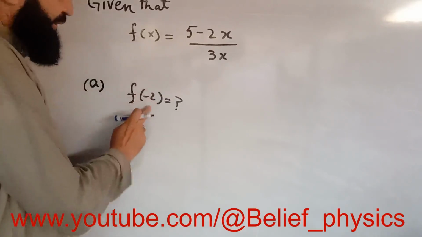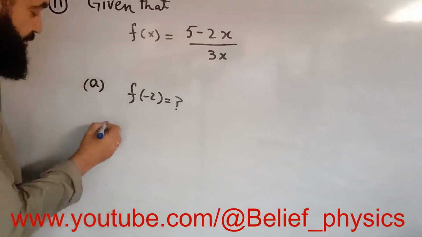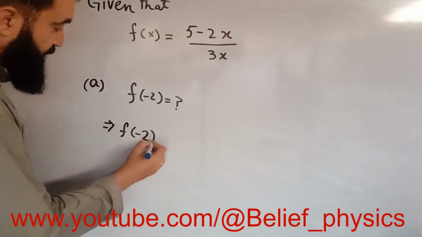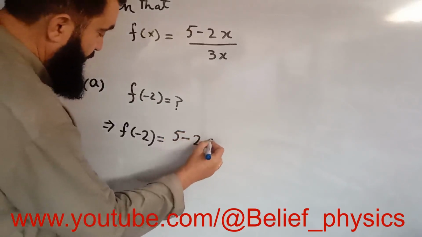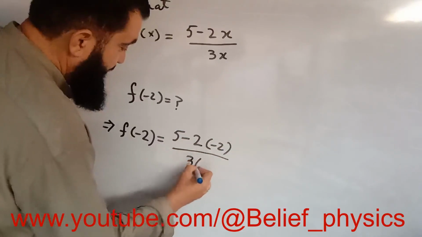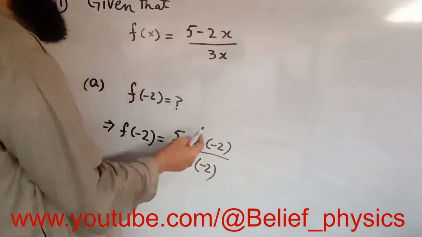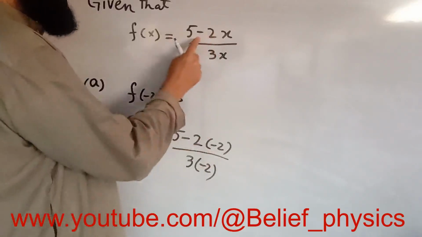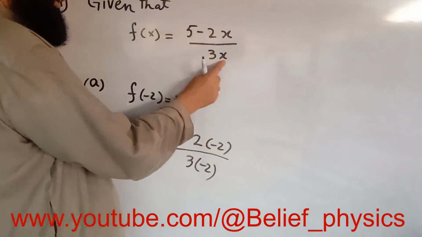Here is x, here is minus 2. So replace x with minus 2 everywhere. Therefore, f of minus 2 will be equal to 5 minus 2 into minus 2 divided by 3 into minus 2. Look here, we have replaced x with minus 2 everywhere. Wherever there is x, we have put minus 2. Here is my 5 minus 2x, so we replace x with minus 2. And here we replace x with minus 2.